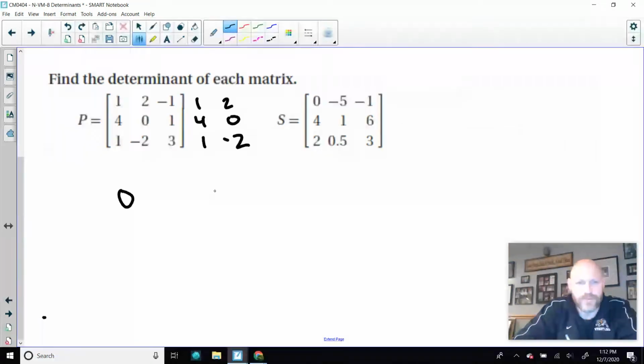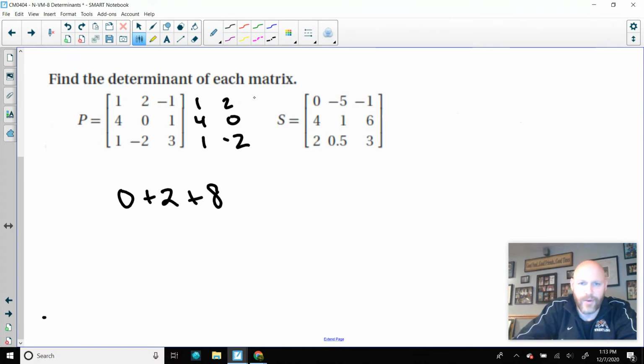2 times 1 times 1 is going to be, we're going to add 2. And negative 1 times a negative 2 is a positive 2. 2 times 4 is 8. We're going to add 8. All right, so I went positively. I did everything from left to right on the diagonal.